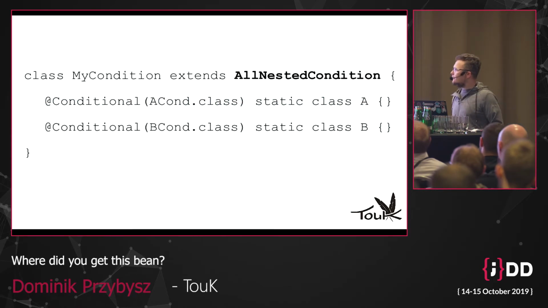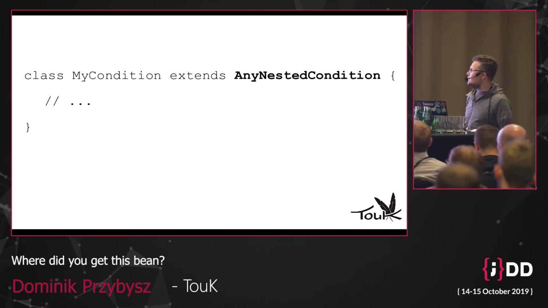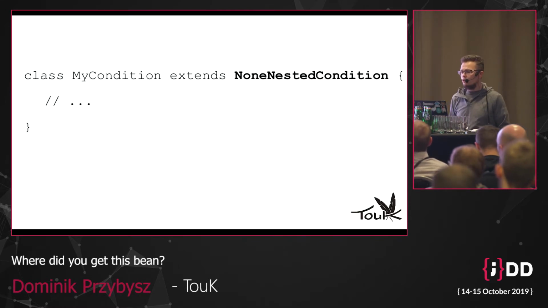We could define, for example, that we have my condition in which we define static classes, and it extends AllNestedConditions. So all the nested conditions should be met to make this condition pass. But for our convenience, we could define that any of the nested conditions could be matched for the whole condition to be met. Or NoneNestedConditions: none of the nested conditions should be matched for my condition to be met.